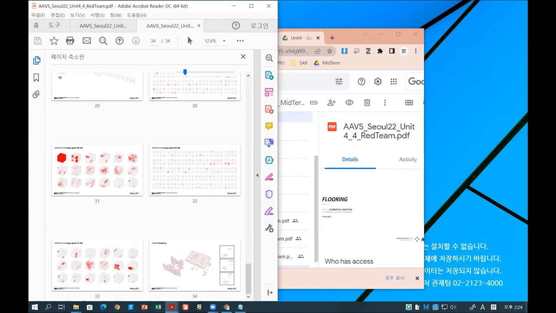So I think the methodology is pretty general. It can be applied to architecture or even furniture design, or airplanes or cars or whatever. But as designers, we just wanted to focus on a specific target.